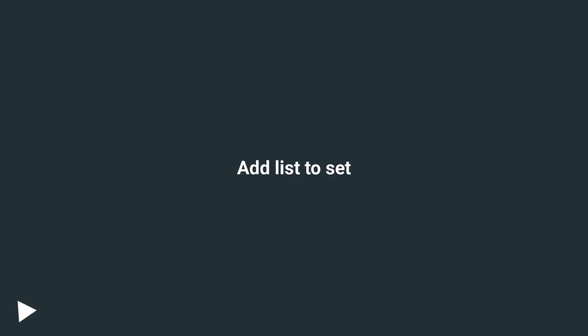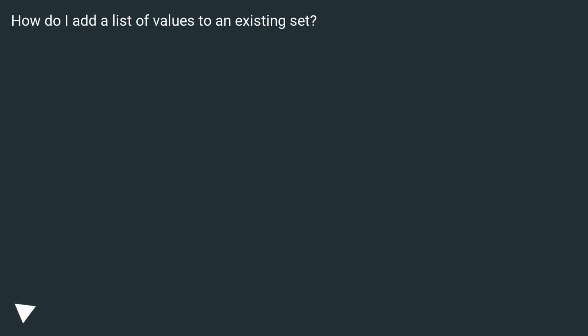Add list to set. How do I add a list of values to an existing set?